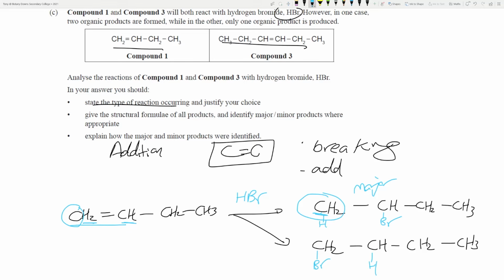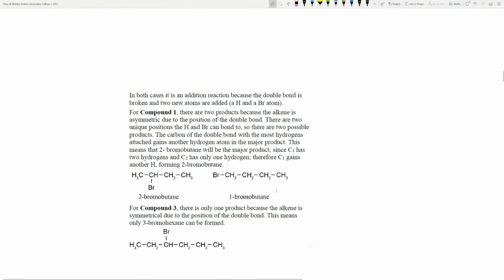And then this one, for compound 3, you're not going to get major and minor products because the alkene is symmetrical. Okay, so that means you can put the H here, you can put the Br here, or you can put them the other way around, but that doesn't change anything. It's still going to be the same thing. So the symmetrical aspect comes into play.